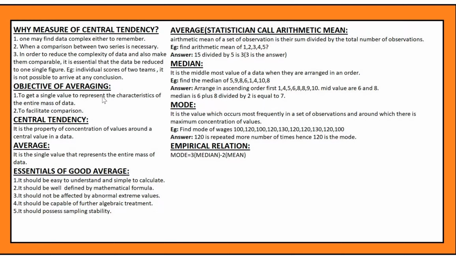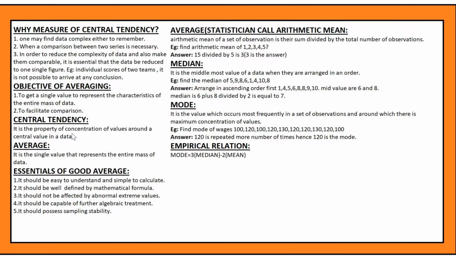What is the object of averaging? The objective of averaging is to get a single value to represent the characteristics of the entire mass of data. The second point is to facilitate comparison. What is central tendency? It is the property of the concentration of values around the center value in the data. What is average? It is the single value that represents the entire mass of data.